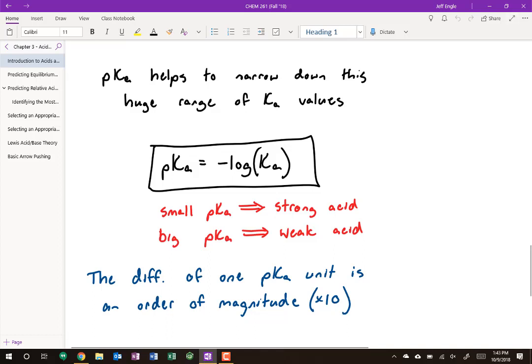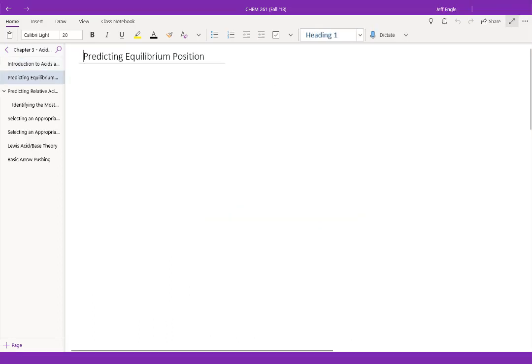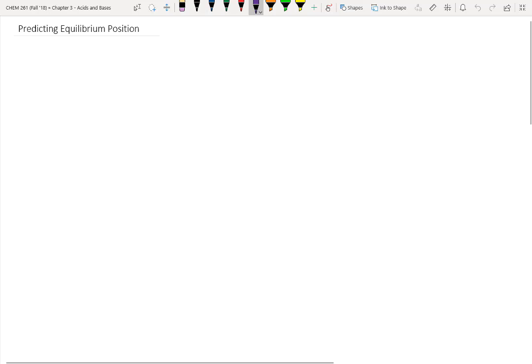So now what we need to do is look more at that equilibrium. And the equilibrium is really important. So we're going to draw this out. And it's going to seem silly to draw it out and explain it the way I am, but bear with me. So right now we have an acid. And we have a base.